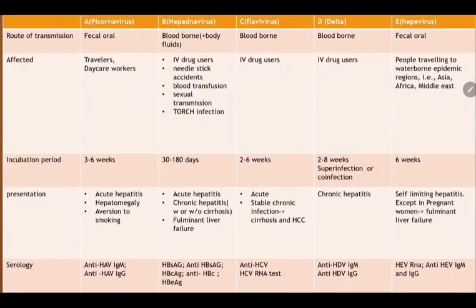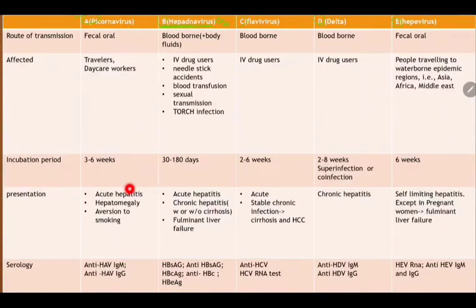Here, it's a high yield table. You need to remember most of it, so just be careful a bit. I would recommend coming back to this table. There are 5 hepatitis viral agents: Hep A, B, C, D, and E. Other than hepatitis B, which is a DNA virus, the others are RNA viruses.